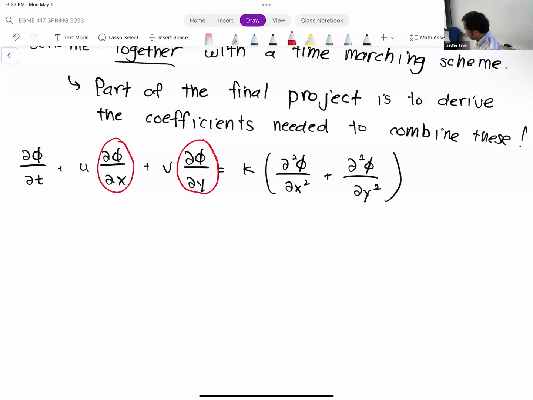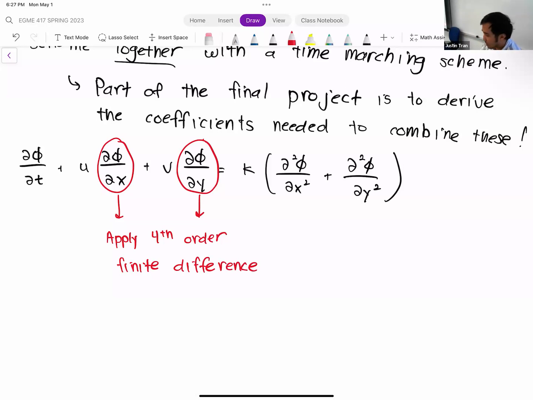In particular, for these two derivatives, you're going to plug in the higher order convection, or the fourth order finite difference. So that's what's going to make this higher order. So you're going to take those two first order derivatives and apply our fourth order finite difference. Okay.